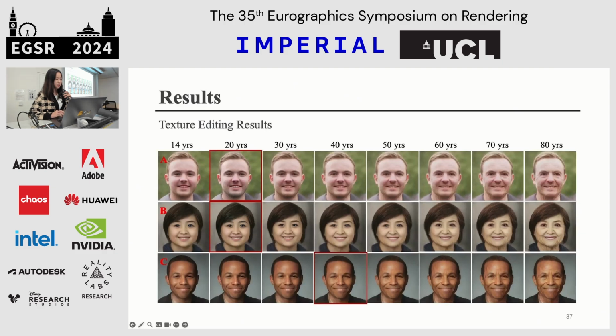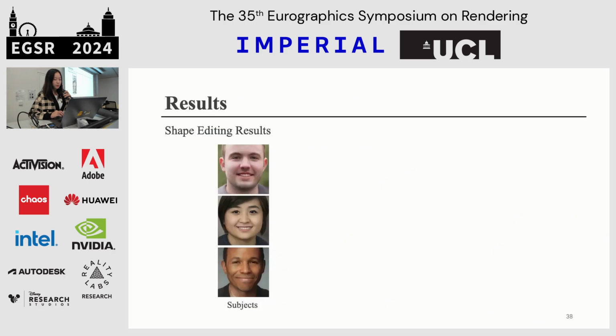Let's show some results of our pipeline. Here are some 2D aging results of 3 subjects. The images in this red box are the original images, and as can be seen, our method produces realistic structure changes such as wrinkles and performs well in identity preservation. The results also show the skin color changes due to aging.